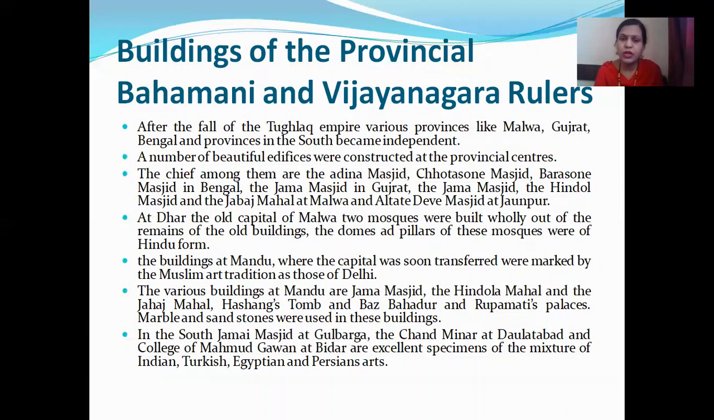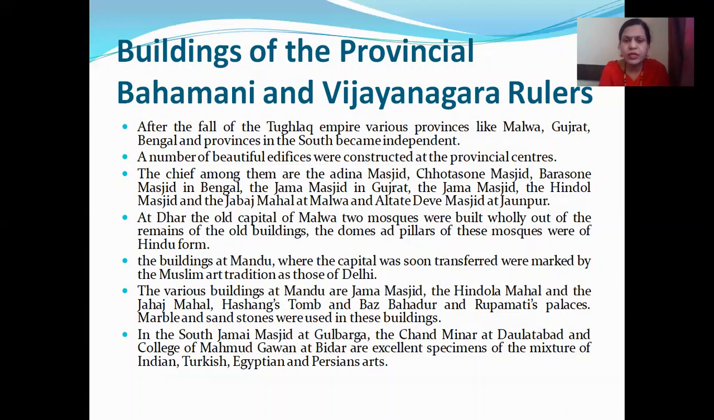After the fall of the Tughlaq Empire, various provinces like Malwa, Gujarat, Bengal, and provinces in the south became independent. A number of beautiful edifices were constructed at the provincial centers. The chief among them are the Adina Masjid, Chota Sona Masjid, and Bara Sona Masjid in Bengal, the Jama Masjid in Gujarat, the Jama Masjid, the Hindola Mahal, and the Jahaz Mahal at Malwa, and Atala Devi Masjid at Jaunpur.